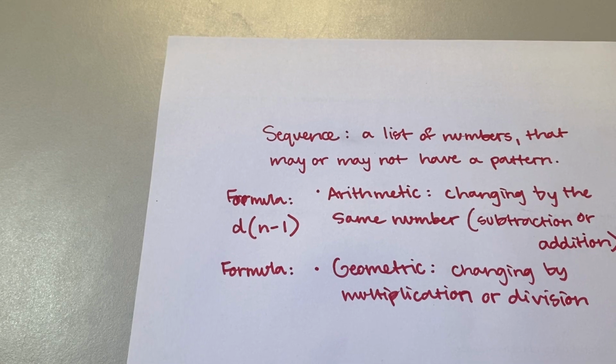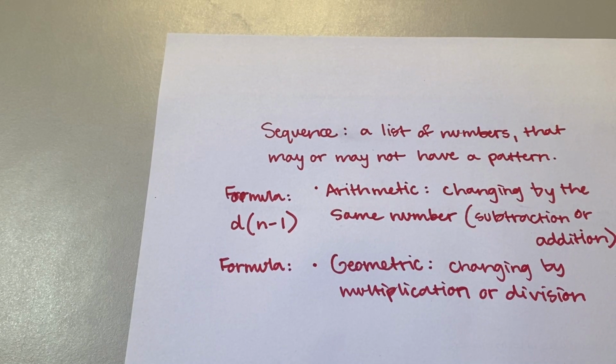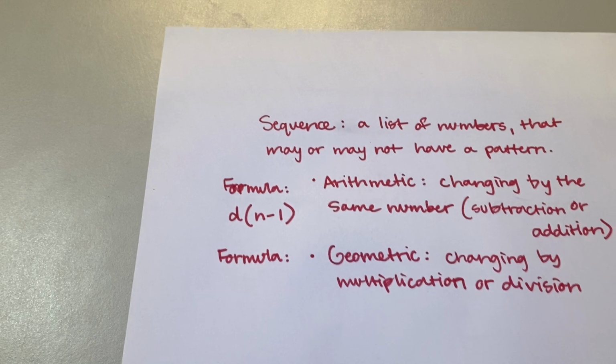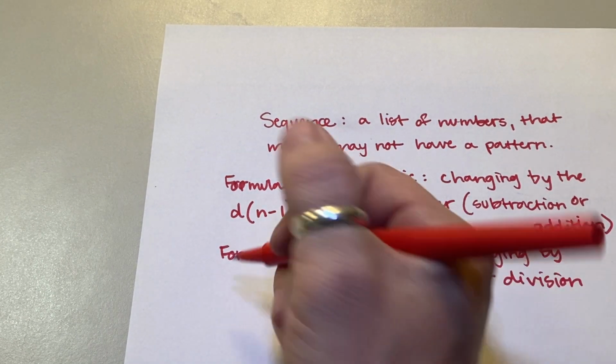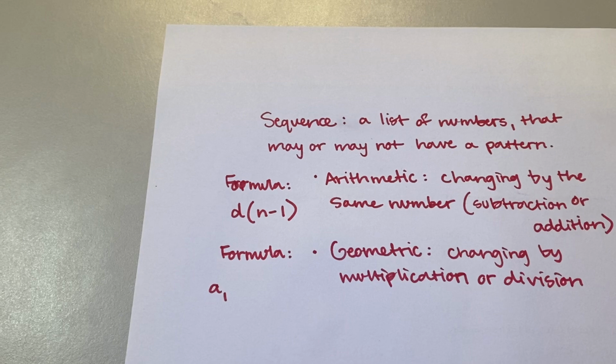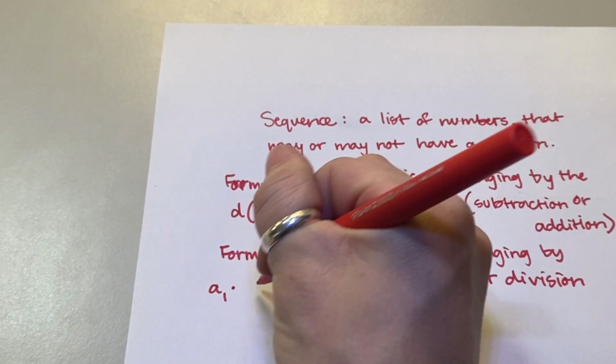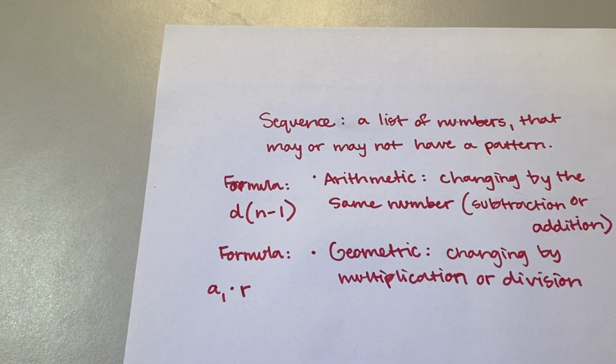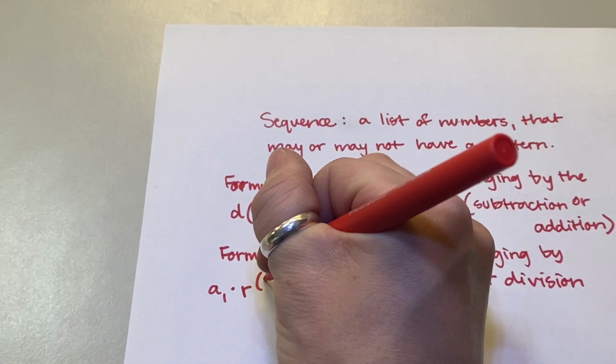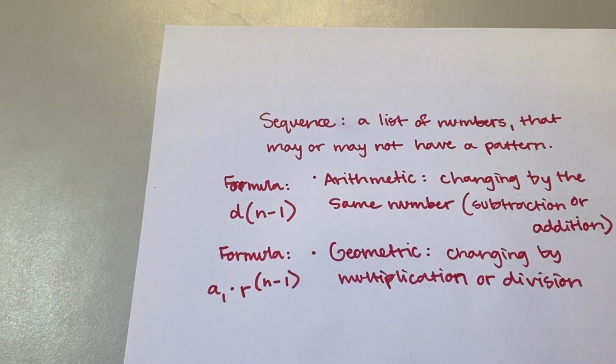Then we have an explicit formula for our geometric sequence. This one is going to be A1, which we'll talk about what all these variables mean in a second. That just means our first term, multiplied by our rate taken to the power of the term minus 1. Okay, cool. We did a lot of defining. Let's see how these actually work. Turn your paper back over.